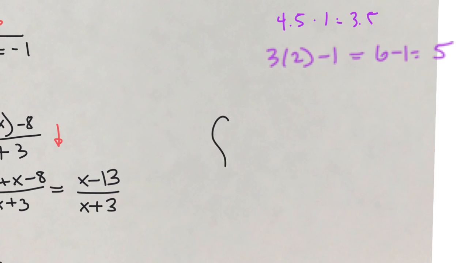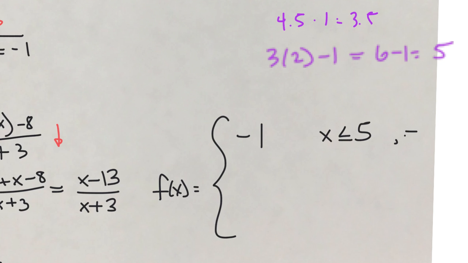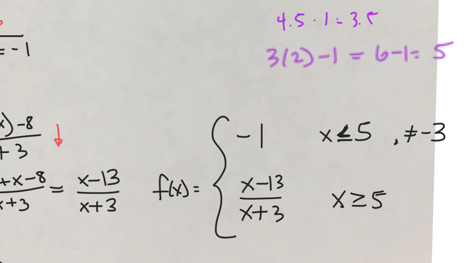So we can write our piecewise function. Y value is always negative 1 if x is less than positive 5. But of course, not equal to negative 3, right? That was our constraint for your denominator. That was your restriction. X cannot be negative 3. And then to the right of positive 5, we get this x minus 13 over x plus 3 business to the right of positive 5.